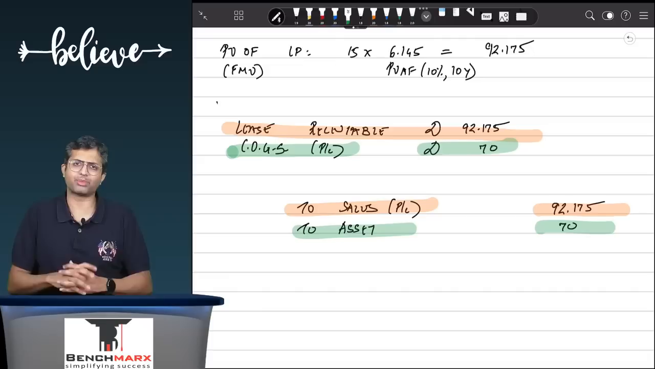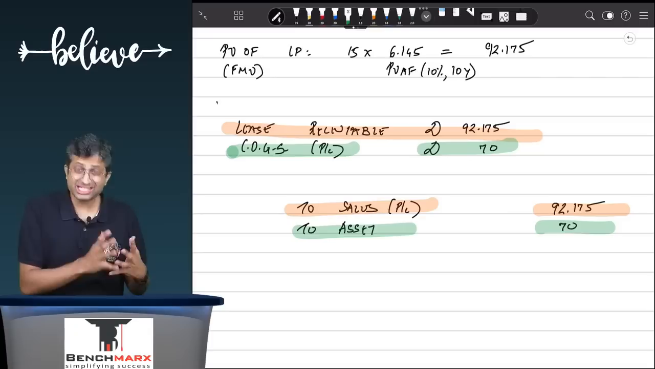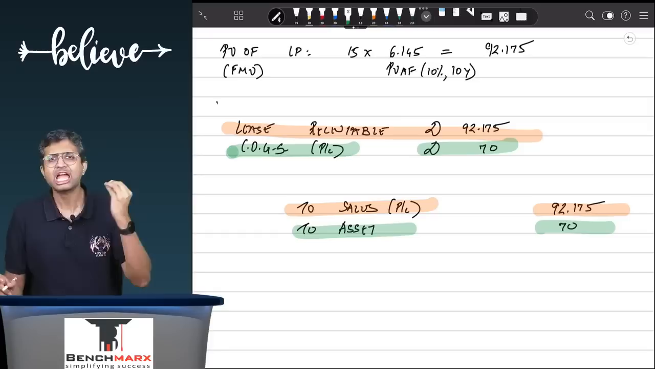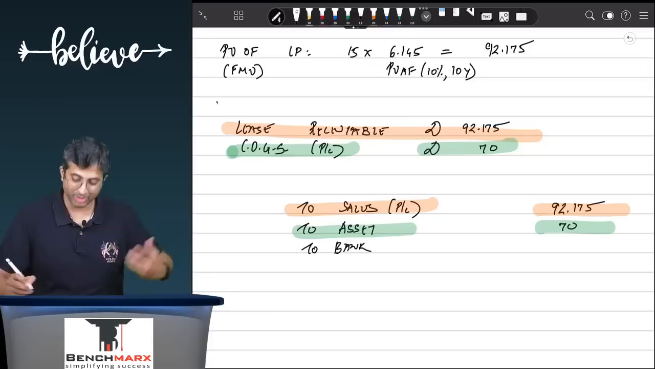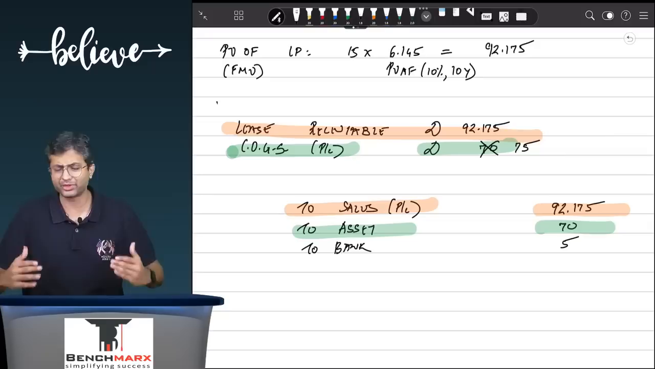Sir, is it possible that there are initial direct costs? Well, yes, usually initial direct costs are to be adjusted along with the lease. However, in this case, because it is a manufacturer or a dealer lessor, it will be adjusted along with the COGS. For example, if there is an initial direct cost of 5 rupees, then we will say, okay, this is a cost that we have to incur to make the sale. So this is to bank 5, and your COGS now will become, for example, 75 loosely. And as a result, your trading profit will reduce. Where your trading profit was earlier 92 minus 70, it will now be 92 minus 75, and hence your profit will reduce to that extent.